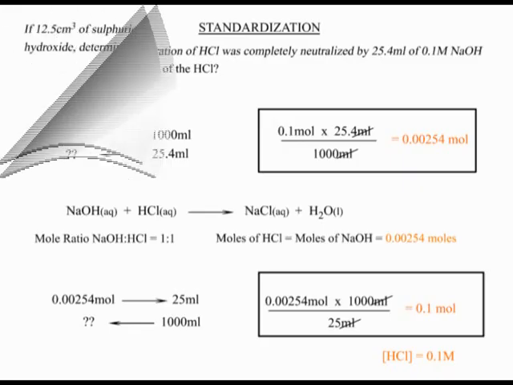Another example. If 12.5 cubic centimeters of sulfuric acid of unknown concentration completely neutralized 25 cubic centimeters of 1 molar sodium hydroxide, determine the concentration of the acid. Again, we have two reacting volumes and a concentration of one of the reactants. We find the concentration of the other. In other words, we standardize the sulfuric acid.